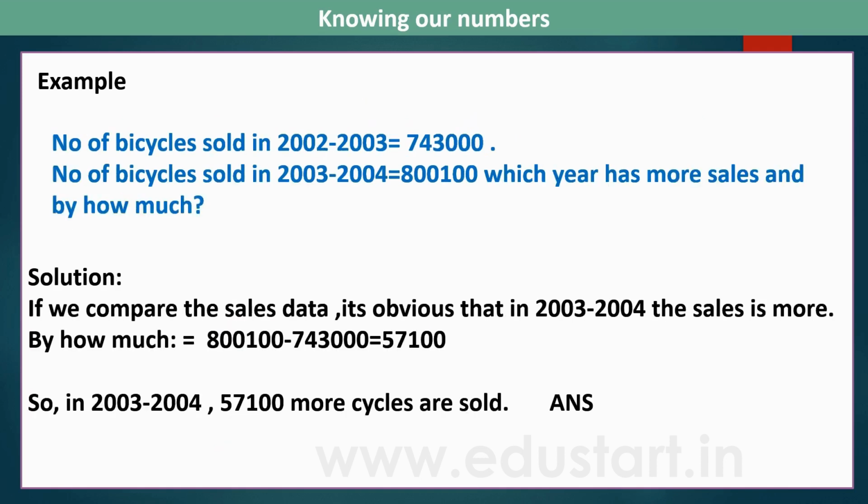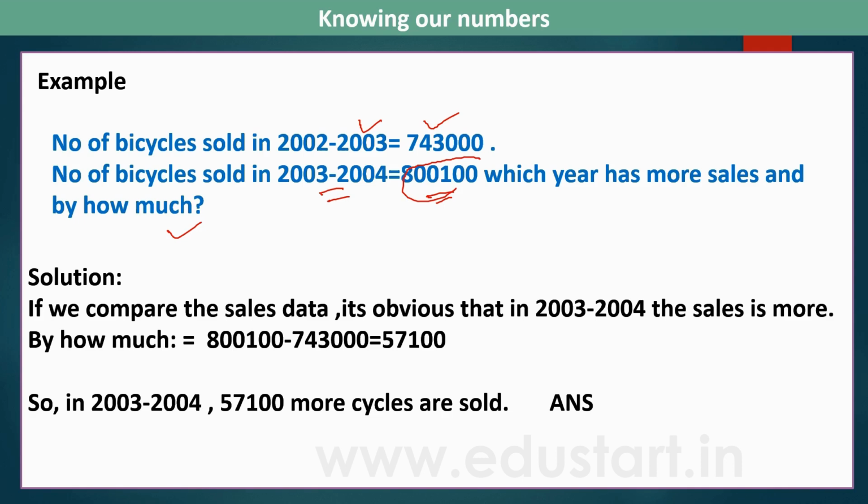So let's go through another example. The number of bicycles sold in 2002-2003 is this much, 7,43,000. Number of bicycles sold in 2003-4 is this much. Which year has more sales and by how much? Whenever we are asking how much is the increase, it means that we have to find out the difference of the two numbers. So now let's see 2003 and 2004. So this is the number which is sold. It means that let's find the difference.